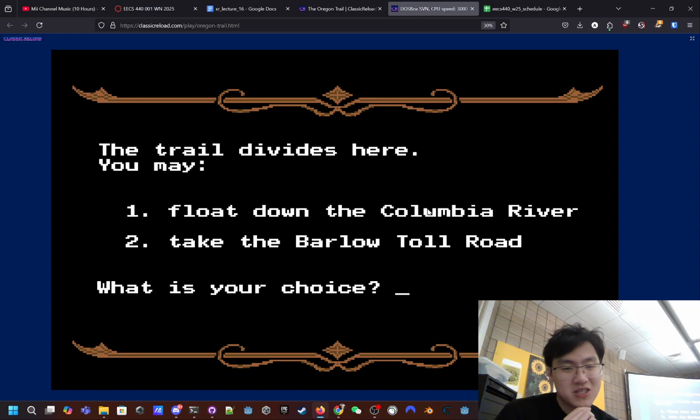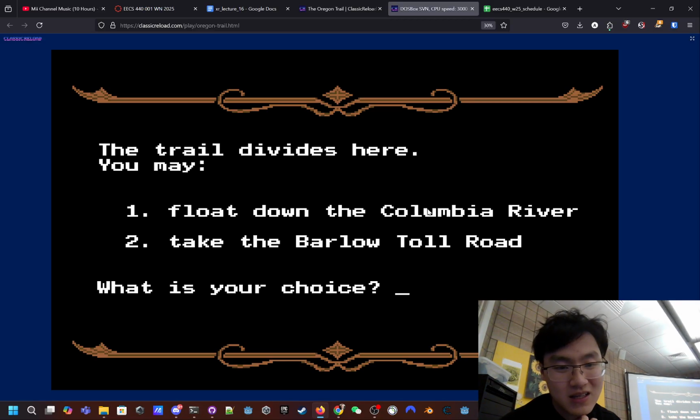Do we have that much time to take the road? Anybody? I'm thinking floating down. Or actually, is that good? Does the Columbia River get us to Oregon? Yeah, they both go to Oregon. Okay. Any idea? What's the play, y'all? 1 or 2. I'm thinking floating down. It's probably an easier way because we're going along the current.